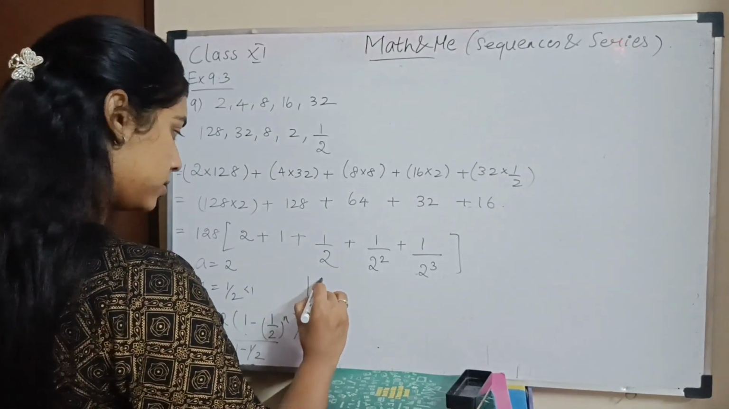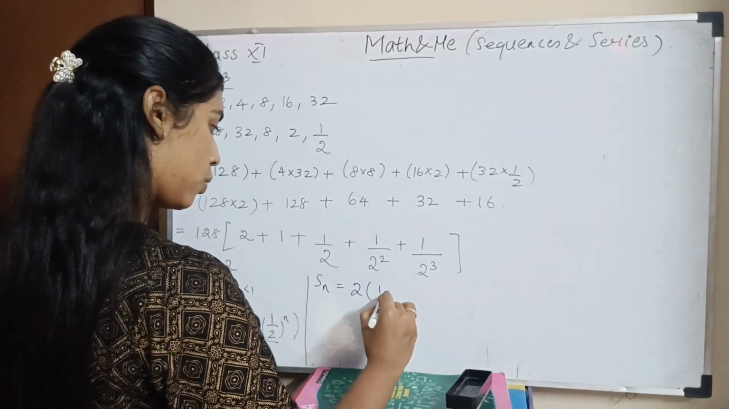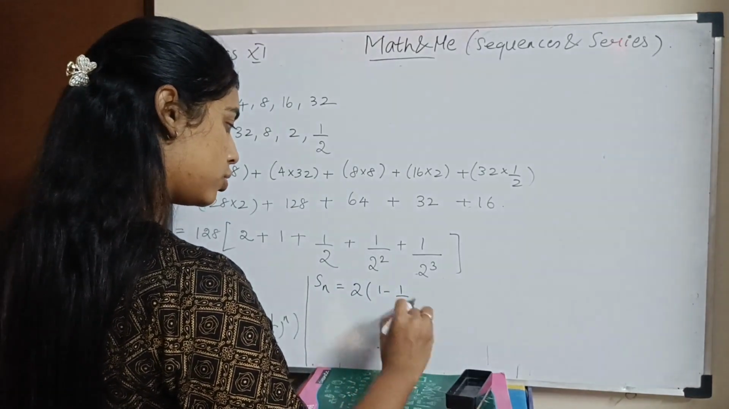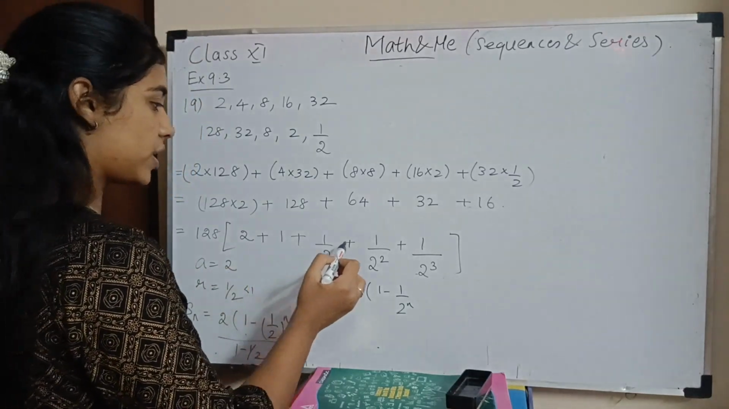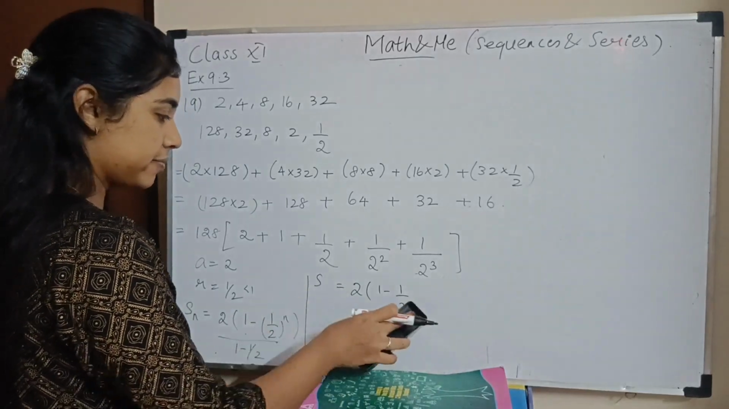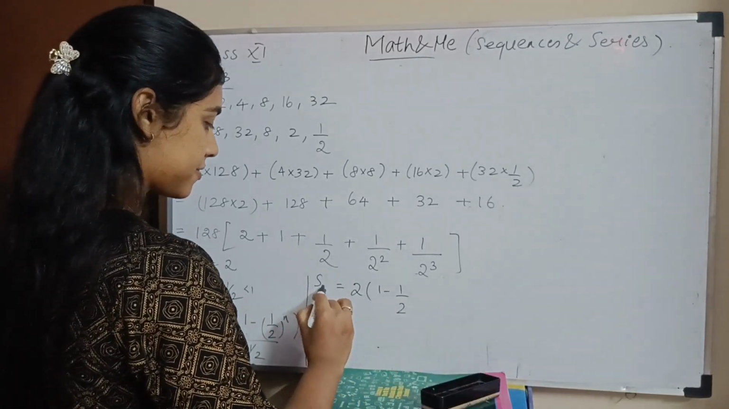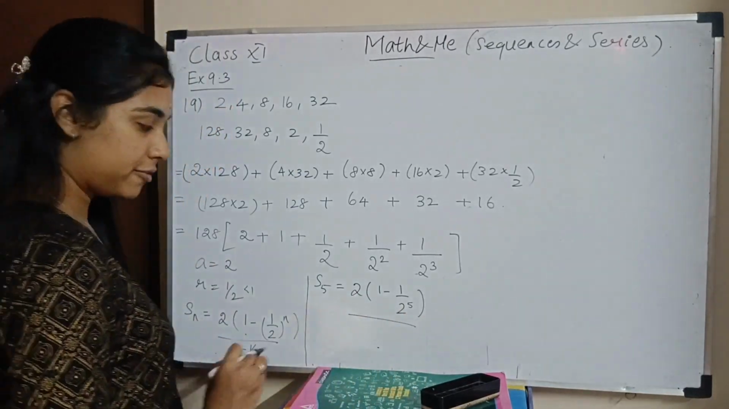So what do I have? Sn equals 2 times 1 minus 1 by 2 to the n. What is my n? 1, 2, 3, 4, 5. I have 5 terms. So I'll write S5. What is it? S5 equals 2 times 1 minus 1 by 2 to the 5, divided by 1 minus half, which is a half.